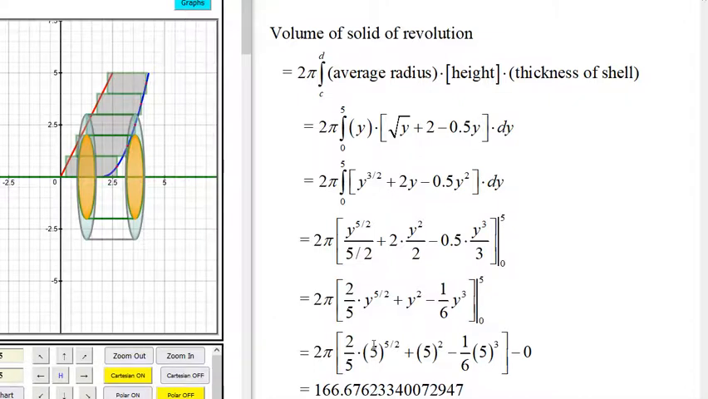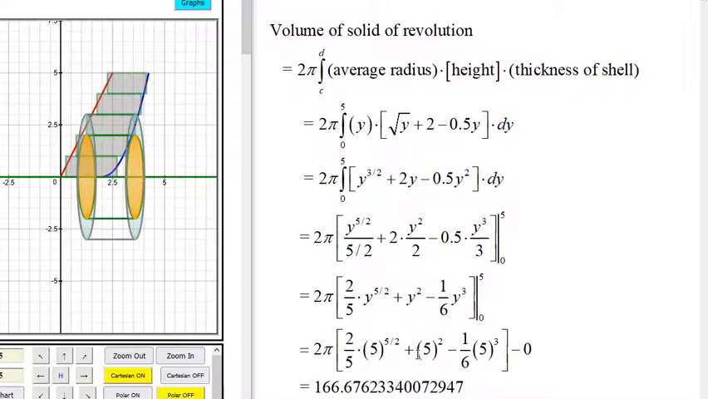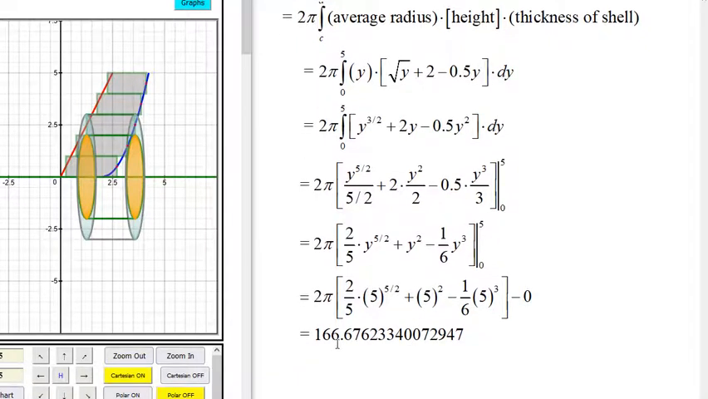So plug in the 5 here, and then 5 here. And then when we plug in 0, 0, 0, we'll get 0. And then all of this is 166.676233. So the volume of the solid of revolution is 166.6762.